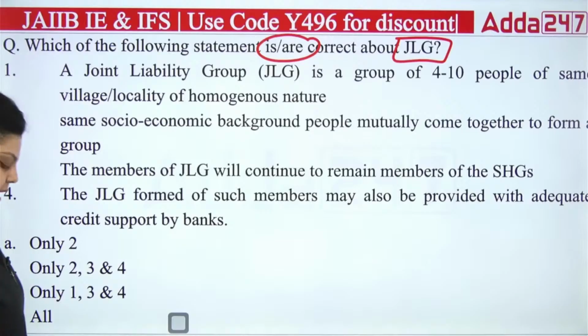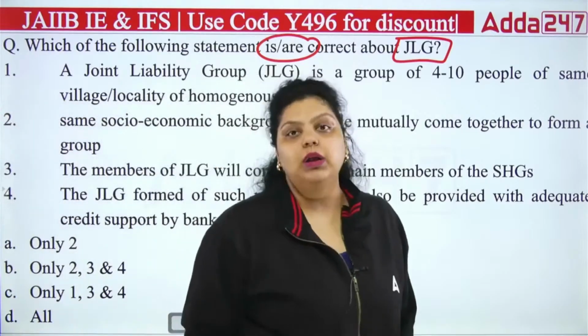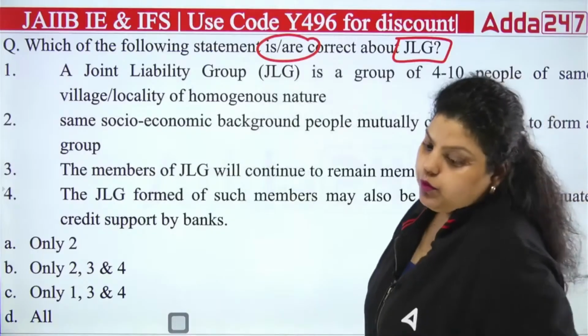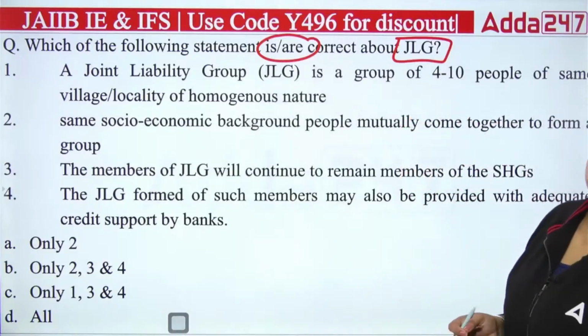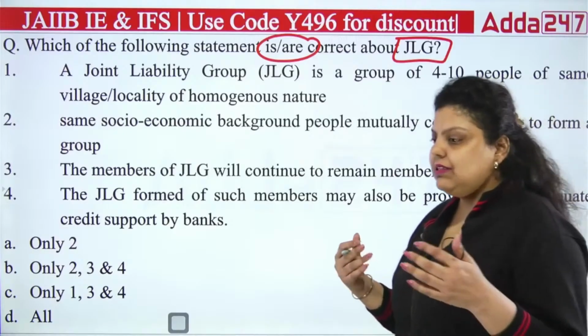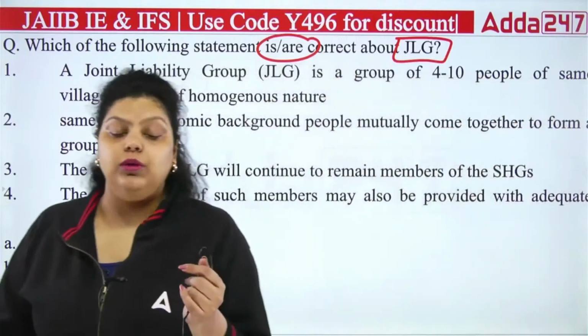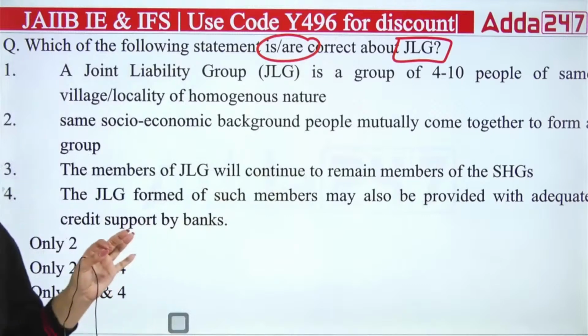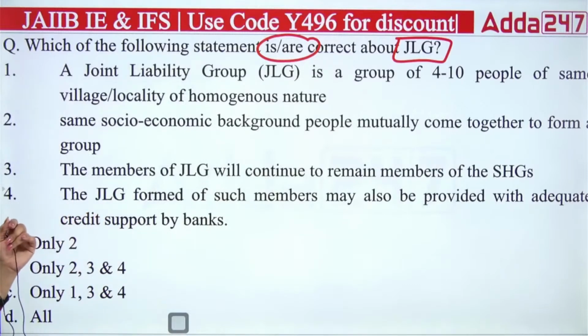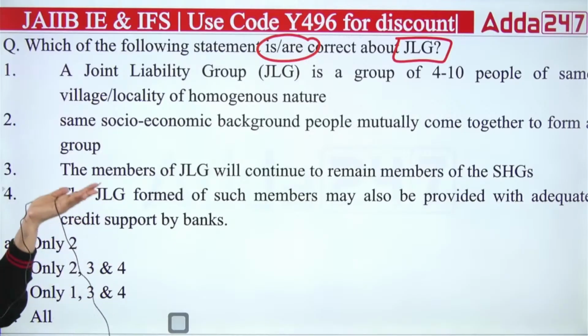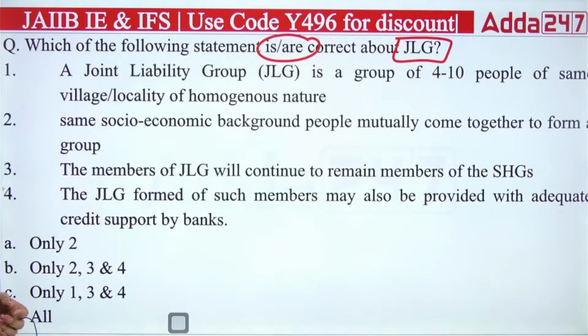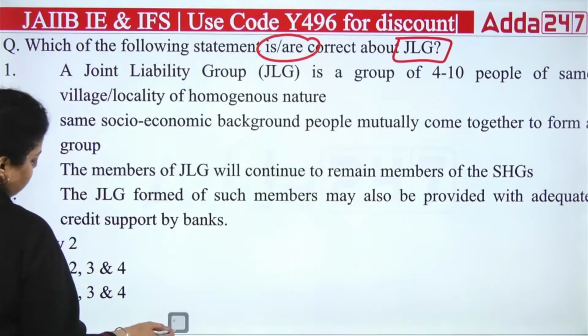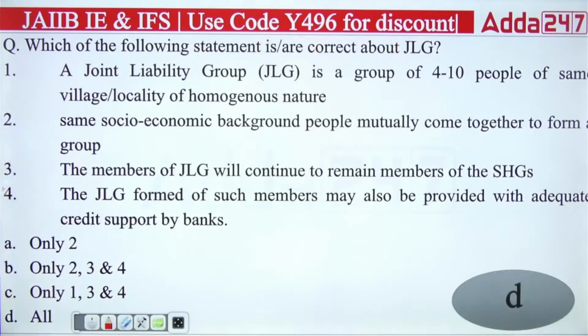If we talk about joint liability group and self-help group, there is one basic difference. The self-help group was mainly introduced for the purpose of promoting the savings habit. The self-help group was created to promote the habit of savings, and the joint liability group was actually created to provide what? To provide the fund, or to make the fund available to the group. And very good, the right answer will be your D, all are correct. All the statements about joint liability group are correct here, so right answer will be D.